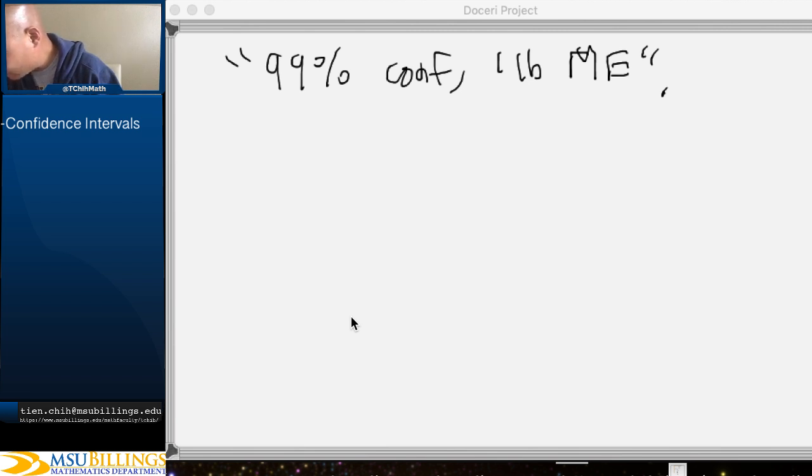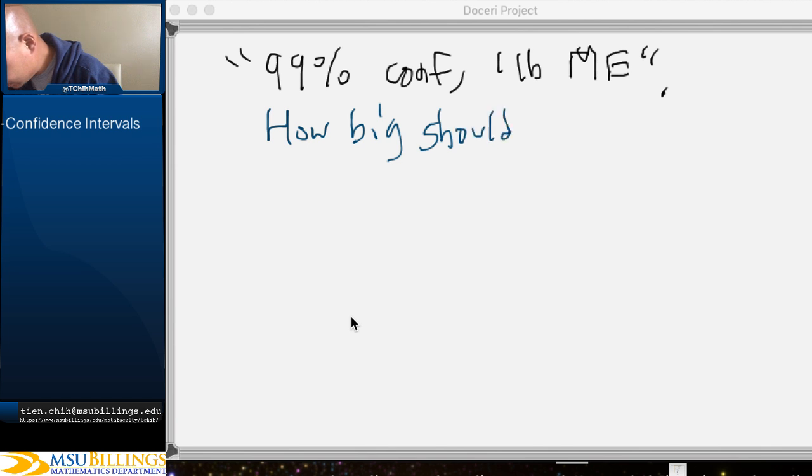So, the question I'm asking myself here is, how big should n be? Right? Like, how many elephants should I go out and measure? And I want to know this before I go out and conduct this experiment, because again, I don't want to keep doing this over and over again. I just want to know right off the bat.